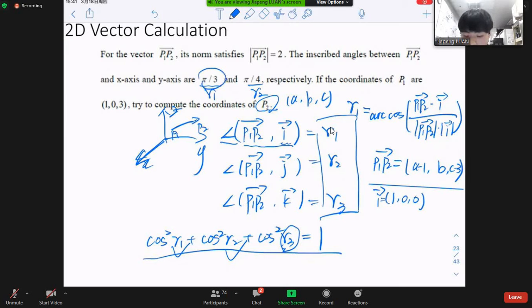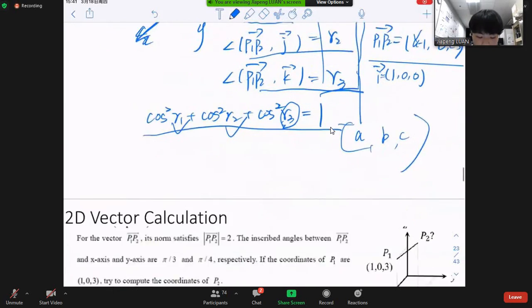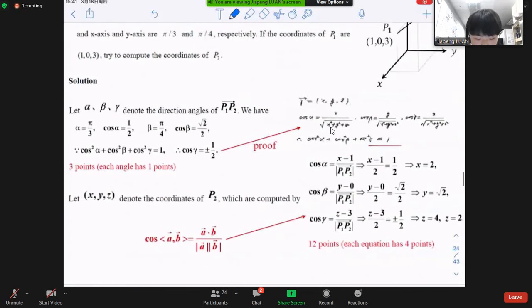So what is the thing that you don't know? It's actually A, B, and C. These three things you want to calculate. So this is the equation, and from these two, you can also get two equations like this. So there are three equations, and then you can calculate what A is, and what B is, and what C is. Okay. So this is the solution.